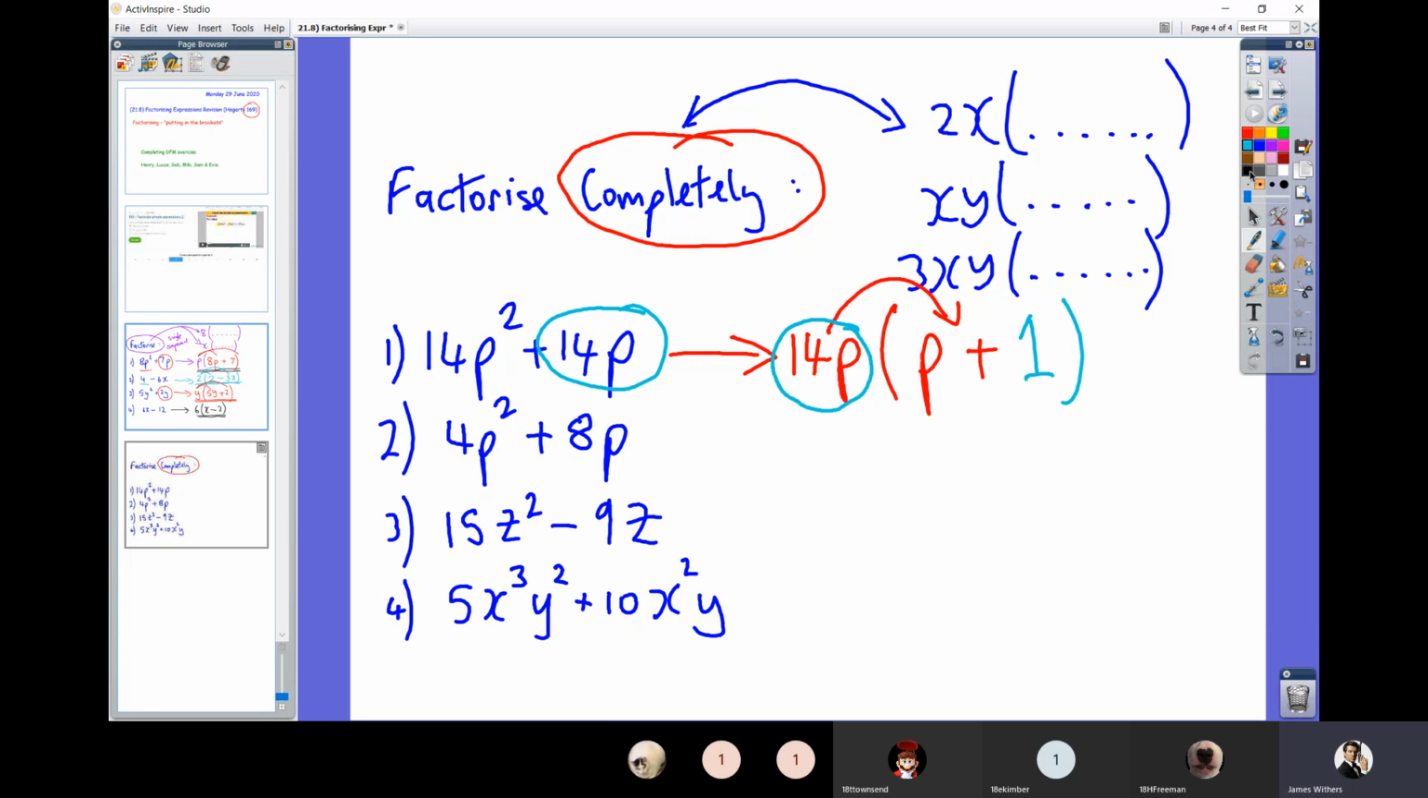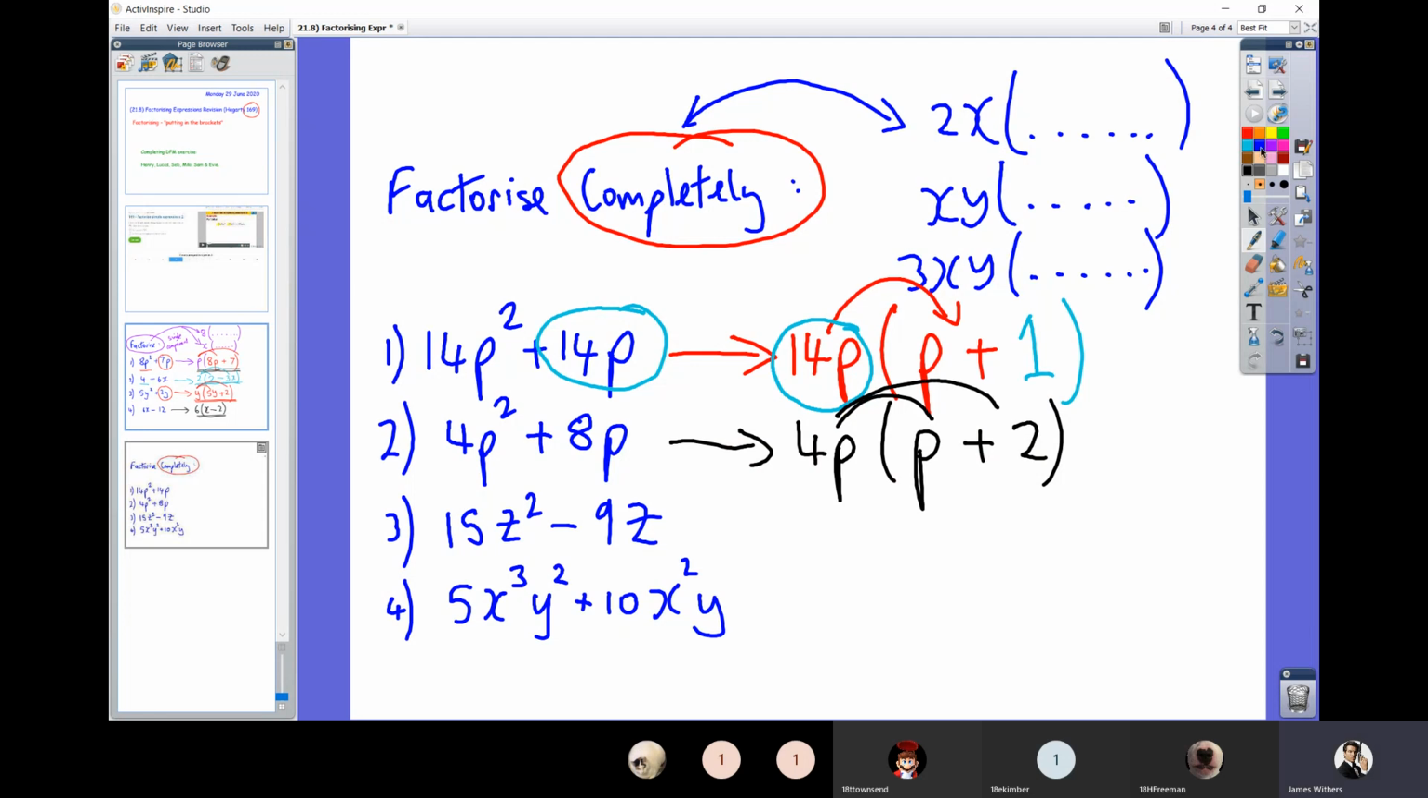Right, question 2. Factorise completely. So I know I'm taking out at least 2 things. What's the highest common factor of 4 and 8? That's 4. What's the highest common factor of p squared and p? That's p. Open up my bracket. 4p times what gives me 4p squared? I need a p. All right, then pop the plus sign in. 4p times what gives me 8p? I need 2.